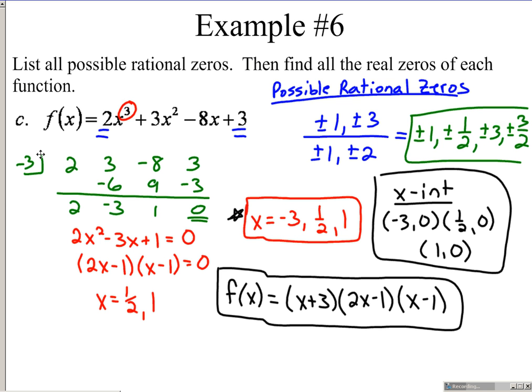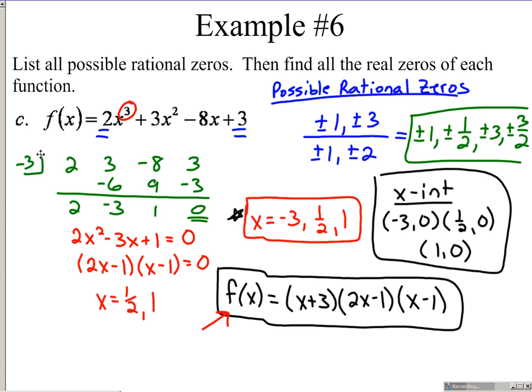They're all very closely related, but if you're asked for x-intercepts and you give what's in red here, it is not going to be correct. If you're asked for fully factored form, you need to give this solution right here, so make sure you understand the difference between the three.